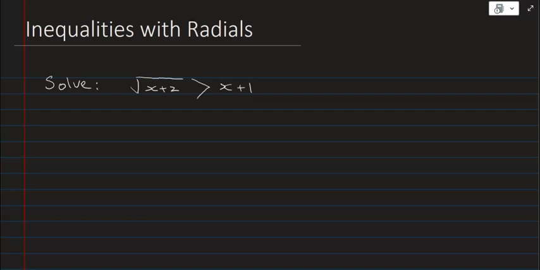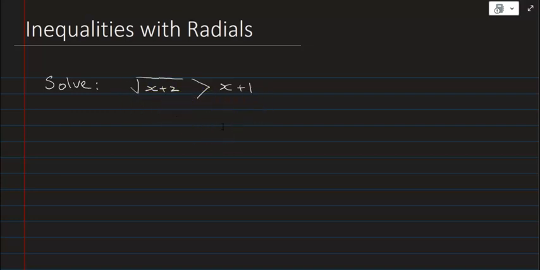All right, let's look at inequalities with radicals. This is an example of that. So let's solve this inequality: square root of x plus 2 greater than x plus 1. We want to find all values of x that actually satisfy this inequality.